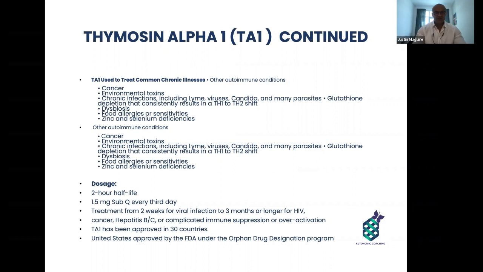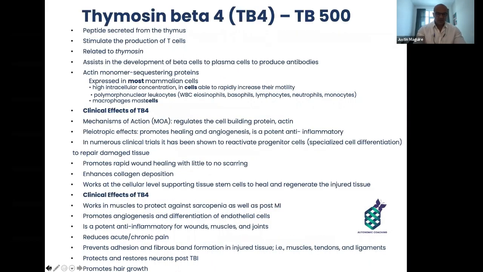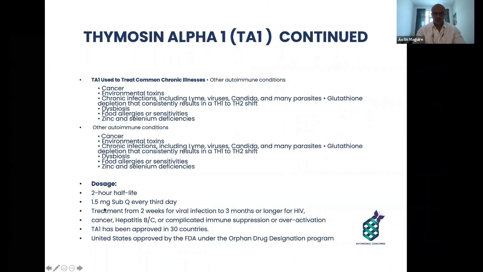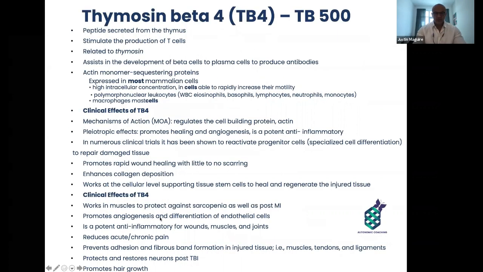It helps to result in a TH1 to TH2 shift with a viral insult. It helps with dysbiosis, getting rid of unwanted bacteria by regulating TH1 responses. It helps with food allergies and sensitivities, zinc and selenium deficiencies. Other autoimmune, this is all there. Dosages. Over here, I personally prefer to utilize this dosage protocol, whereas we utilize 1.5 milligrams sub-Q every third day. Okay. It has been approved by the Orphan Drug Program by the FDA, by the way.